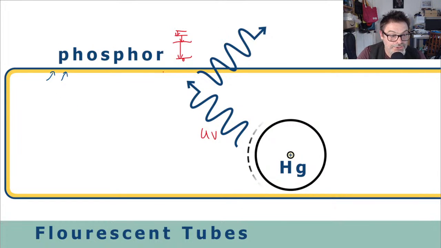So in other words, there are two processes going on here. We've got the mercury, which is producing very high energy ultraviolet photons for us, which are then absorbed by the phosphor and re-emitted as visible photons.